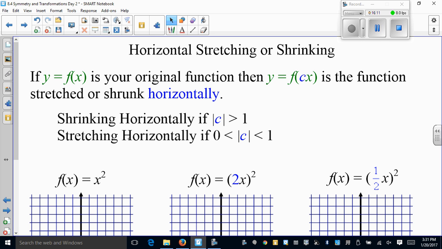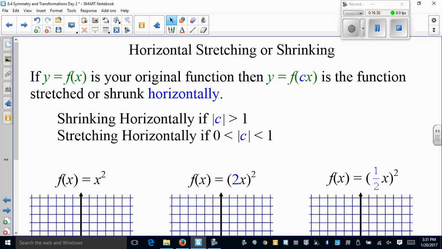These two are very, very difficult to tell the difference between, the horizontal shrink and a vertical stretch. They almost look very similar, actually.